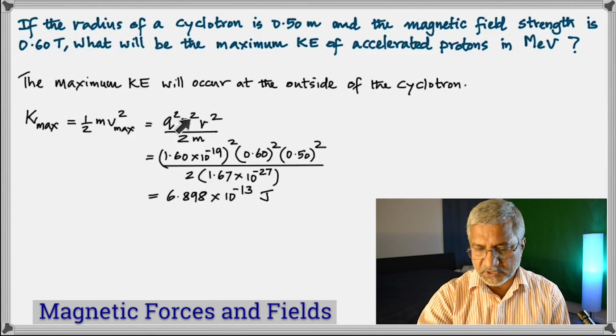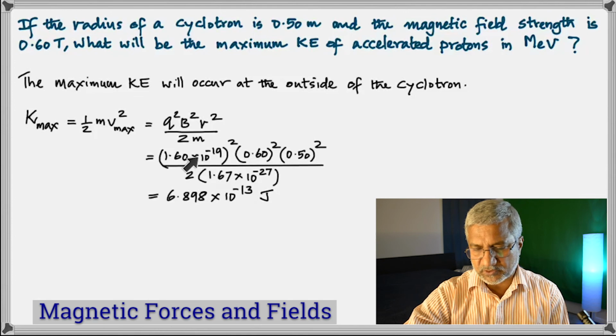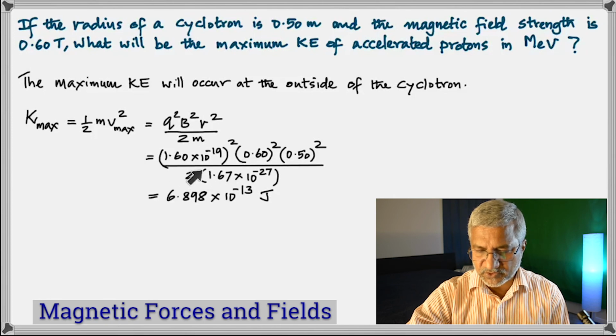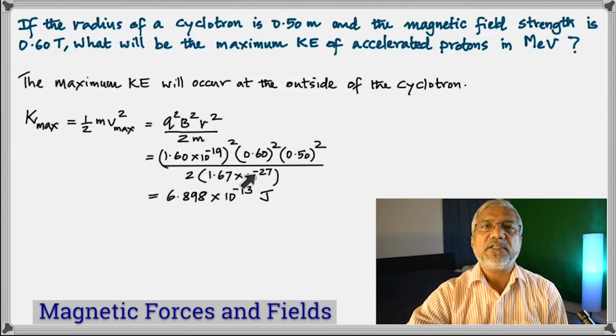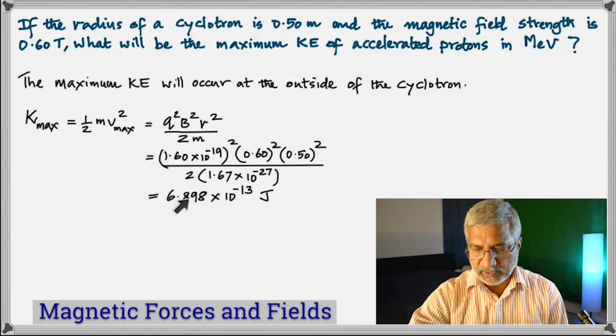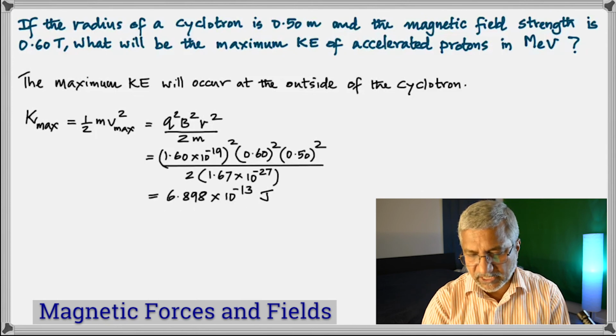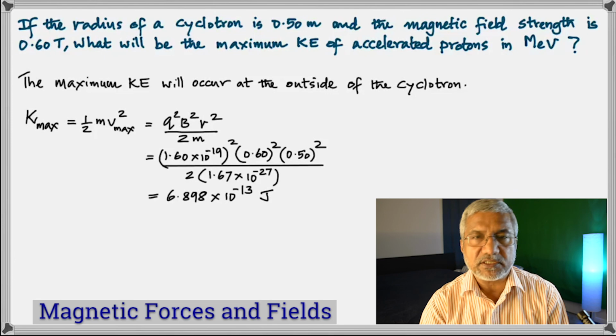So q squared, B squared, R squared by 2m. q is the charge of the particle. Oh, these are protons, so that's the charge. Then you have B, strength of the field, radius, 2 times the mass of the proton. So that's the mass of the proton. That gives you 6.898 times 10 to the negative 13 joules.